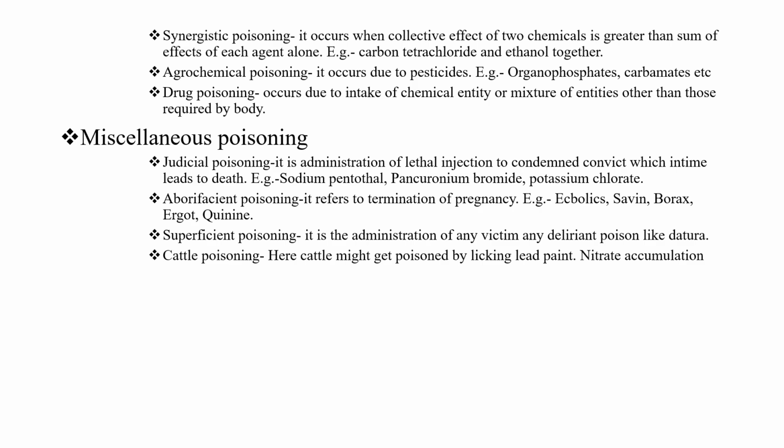Cattle poisoning. Here, cattle might get poisoned by licking lead paint, or by nitrate accumulation. The cattle that move around can lick any place which is recently colored, and that color may contain lead or any other chemical substances or metallic poisons, which in time leads to the death of that cattle. So it is referred to as cattle poisoning.